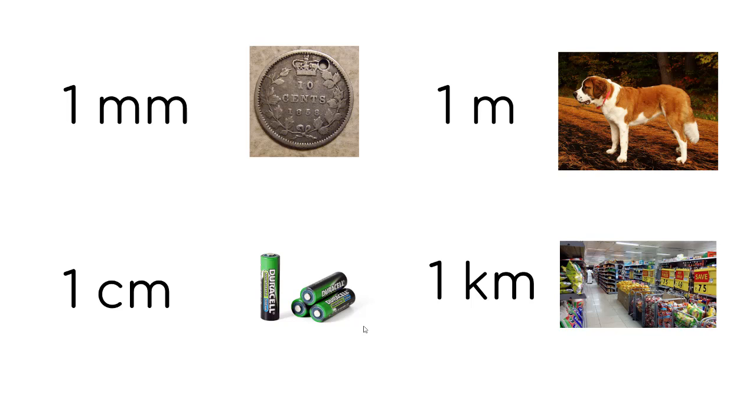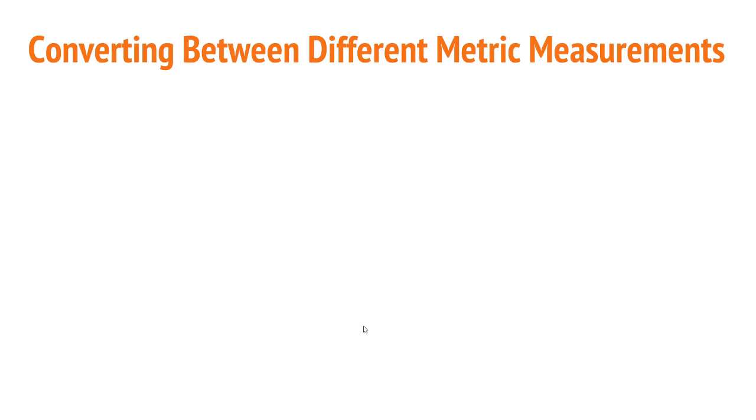So those are your basic metric measurements, the most commonly used ones anyway. In science, the most common ones are probably meters and kilometers. I should say in physics anyway. Okay, so converting between different metric measurements.